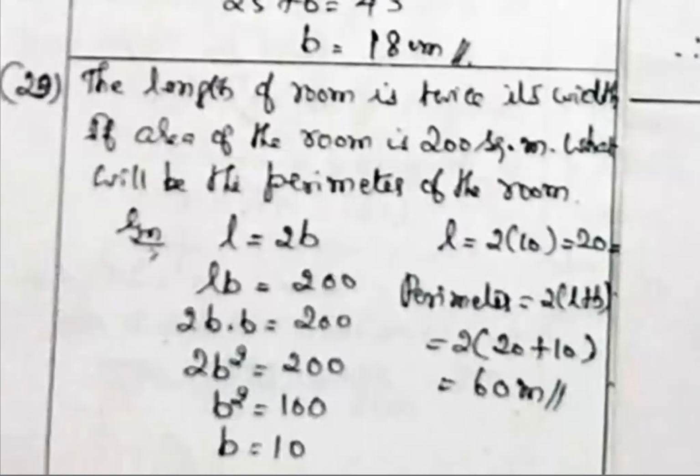So B is 10, you substitute in the first equation. L is equal to 2 into 10, 20. So L value 20, B value 10. But the question is not L and B. What will be the perimeter of the room? Perimeter means 2 into L plus B. 2 into 20 plus 10. You are getting 60 meter.